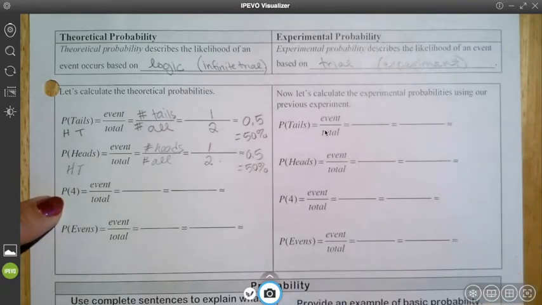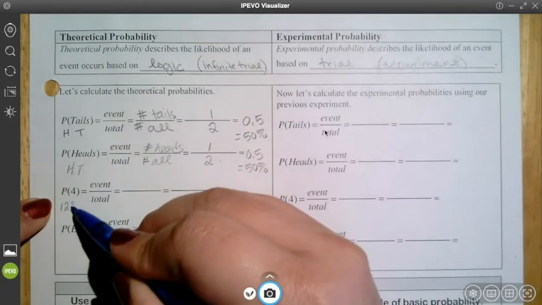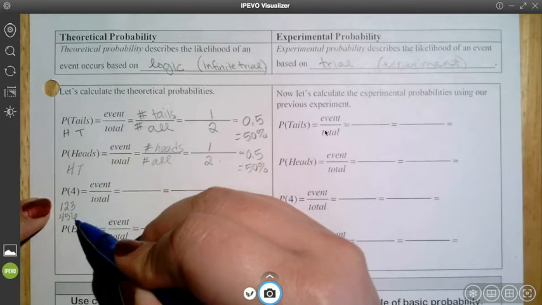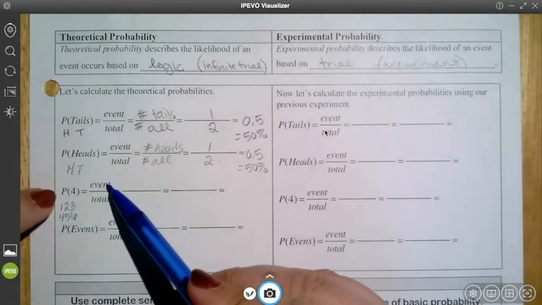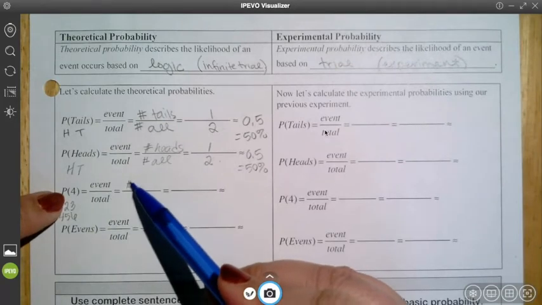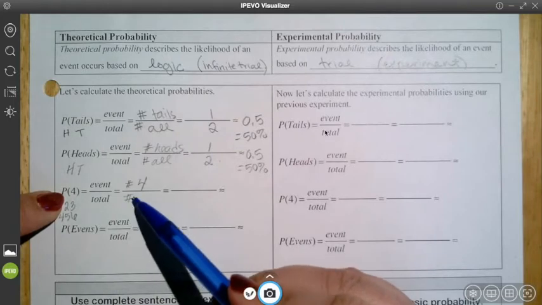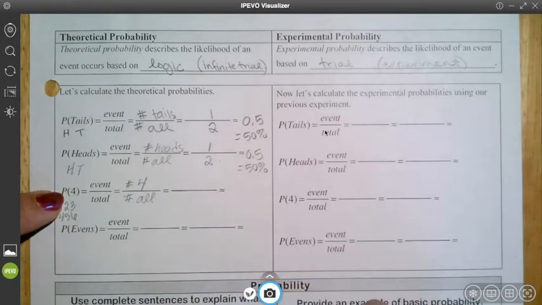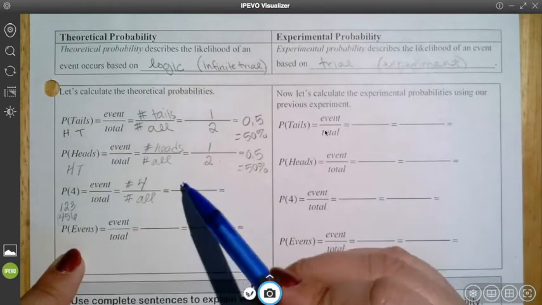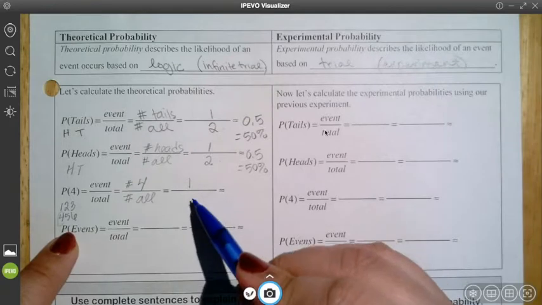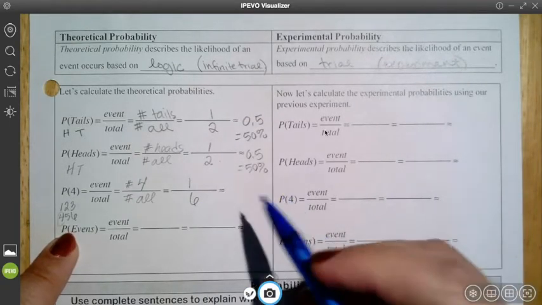Now let's look at the probability of rolling a 4. Our possible outcomes are 1, 2, 3, 4, 5, or 6 from a 6-sided number cube or a 6-sided die. What is the event we're looking at? We want to know how many of those outcomes give me a 4. And the denominator is always how many outcomes are possible. So how many of these outcomes give me a 4? Just the 1. How many are possible? 6 are possible. Now this one, when we calculate, we will have to round.